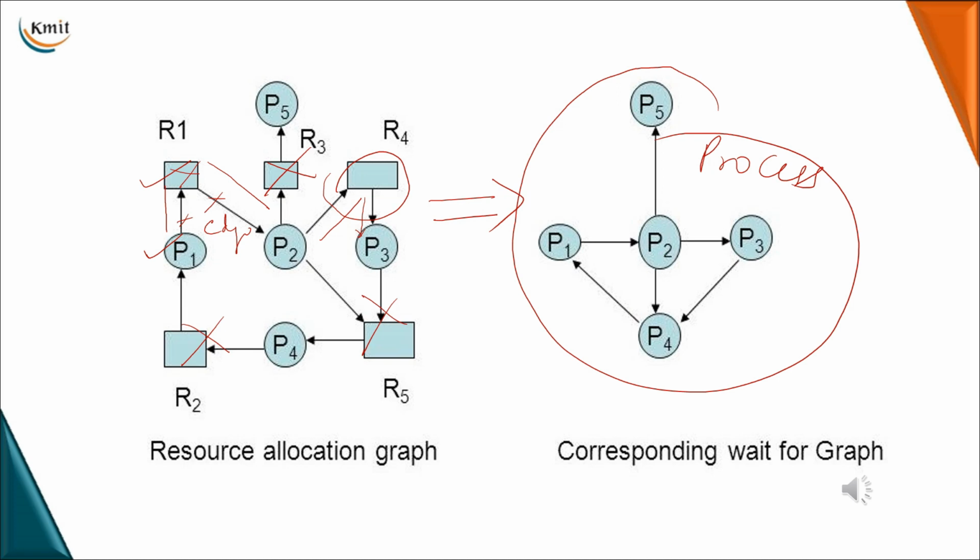Now you check whether there are any cycles in it. Now when you just see this P1 to P2, P2 to P3, P3 to P4, and again you are coming back to P1, so here you have a cycle. Since you have a cycle here, you say that there is a deadlock. So you have detected a deadlock here. But this will be useful only for a single instance of the resources.